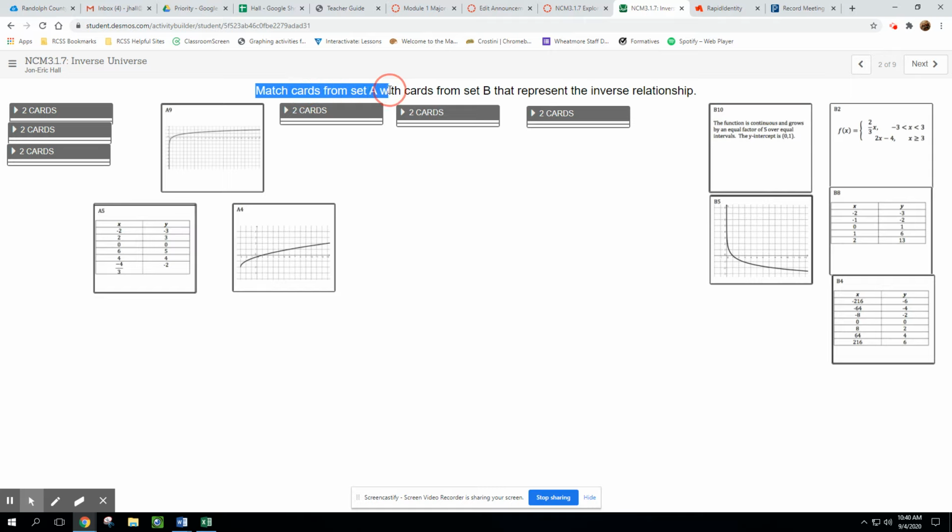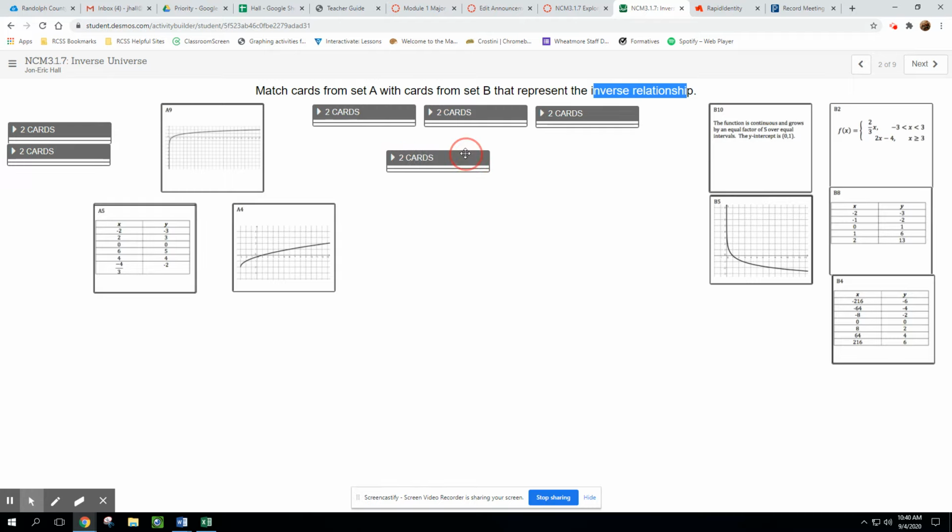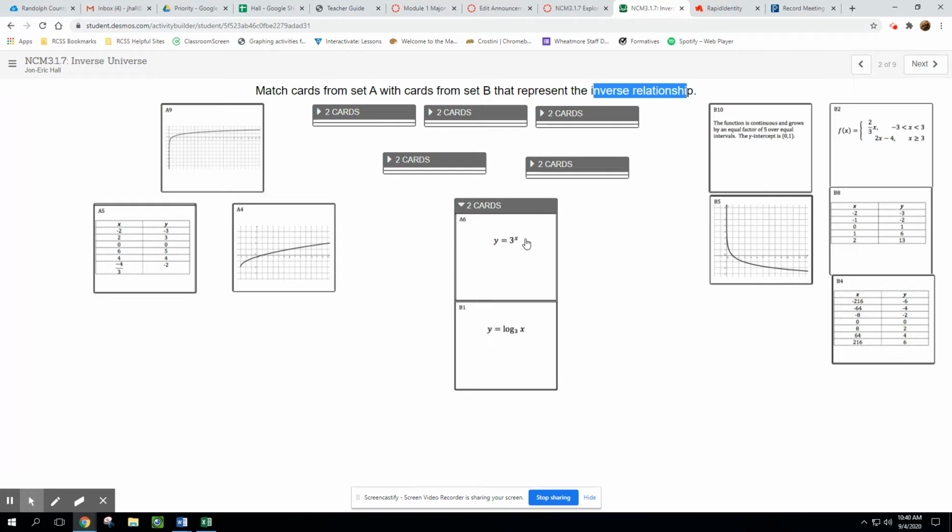Our goal is to match cards from set A with cards from set B that represent the inverse function. And for those of you who are fully remote and have not read through, that really just means that they are inverse functions. They're opposites. So I've got a couple here to get you started that have been matched. And for example, we can look at these two. Well, those two might be difficult. I gave that away in class. These two are inverse functions of each other.